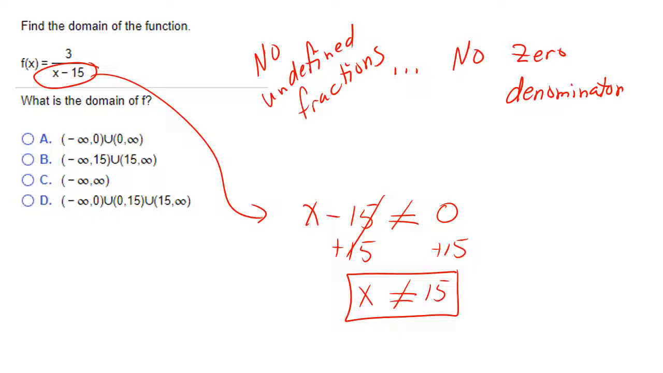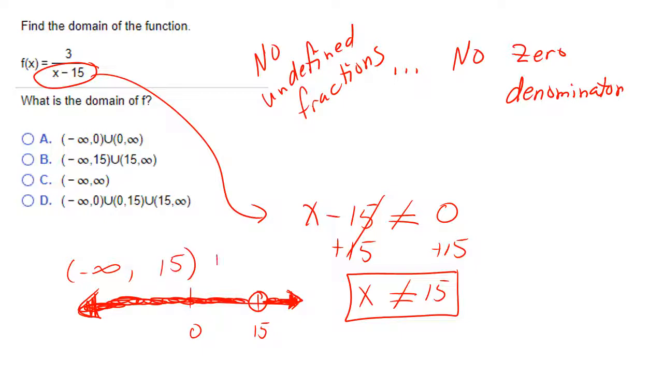That is my domain, but it must be written in interval notation. So picture a number line with 0 in the middle. 15 is a positive number over here on the right. We do not want to use 15, but we could use anything larger than 15, and we could also use anything smaller than 15. So in interval notation, that would be negative infinity, comma, 15, union, 15, comma, infinity. And for me, that would be choice B.